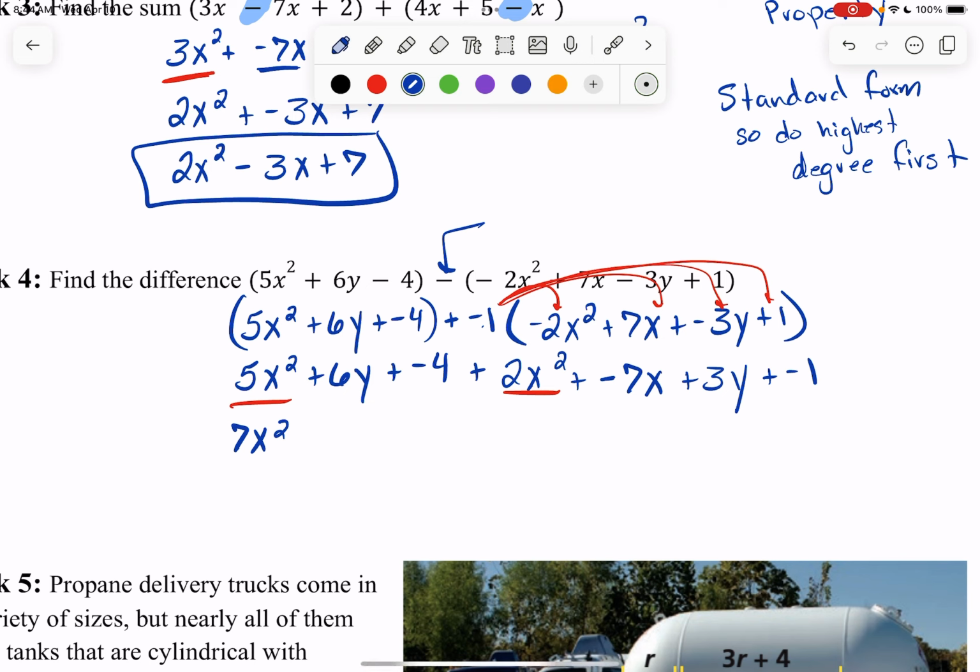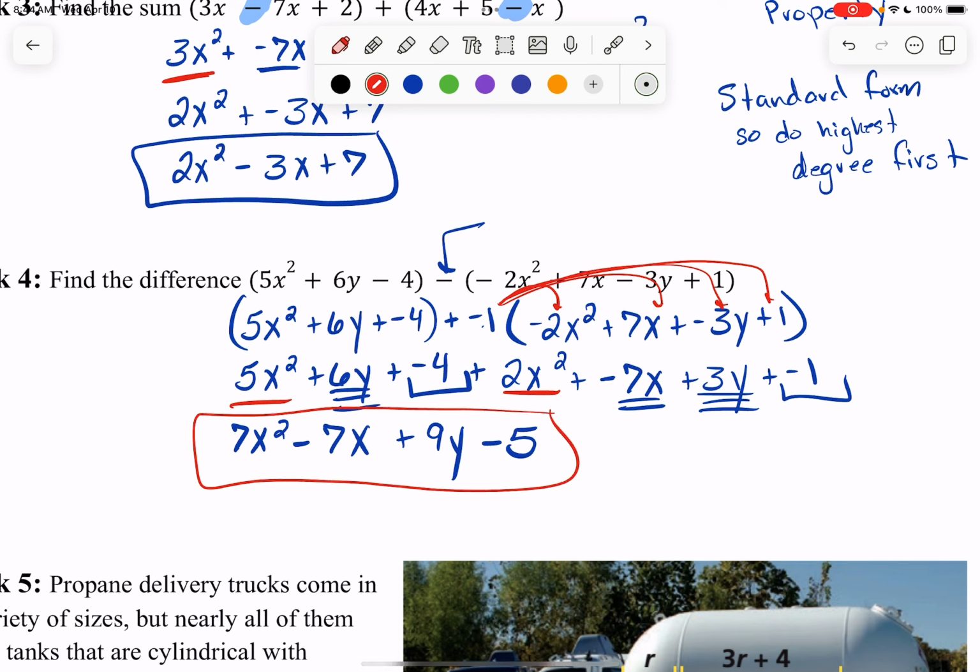Now, do I have any just plain x's? Ooh, I do right there. So negative 7x, so minus 7x. Now, I do have some y's, so let's go ahead and tackle those. 6y and 3y. So 6 and 3 is plus 9y. And then last, I have negative 4 and negative 1, which would make a negative 5. So there we are in standard form.